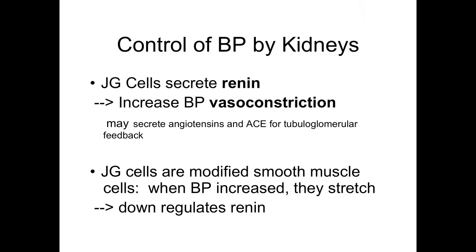Control of blood pressure by the kidneys, as we've already suggested, the JG cells secrete renin, and this causes an increase in blood pressure because of vasoconstriction. The JG cells may secrete angiotensins and angiotensin-converting enzymes to play a role in tubular glomerular feedback. As we said, the JG cells are modified smooth muscle cells. When blood pressure increases, they are thought to stretch, and that stretching may down-regulate their secretion of renin.